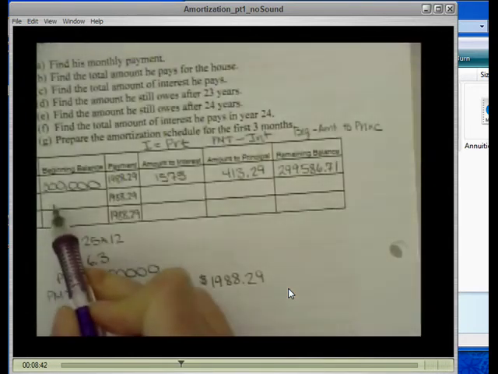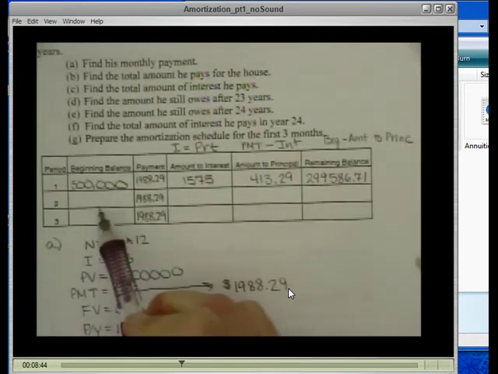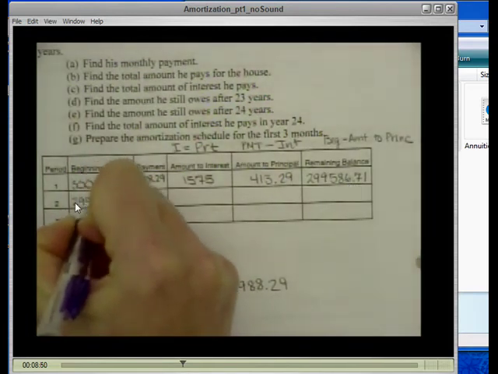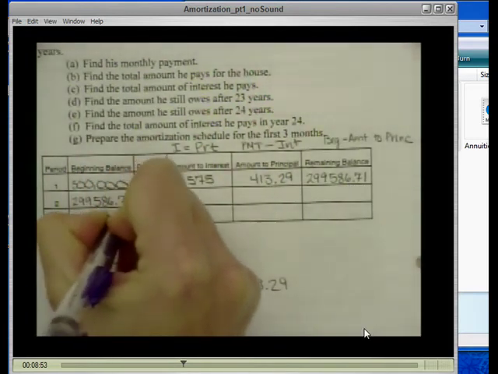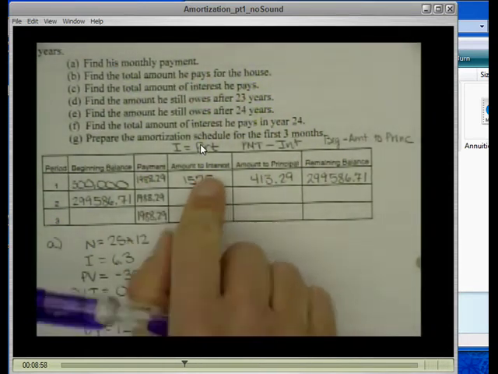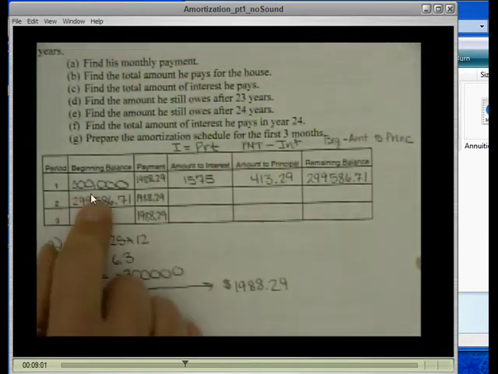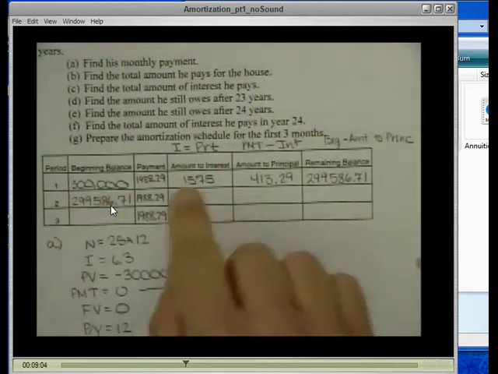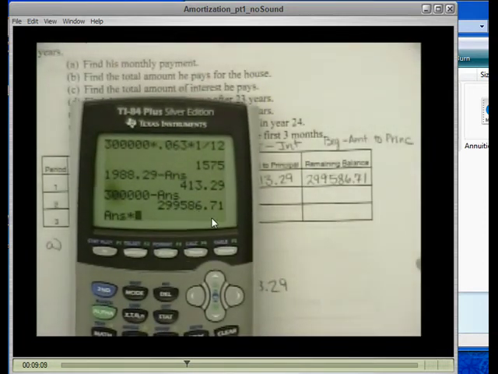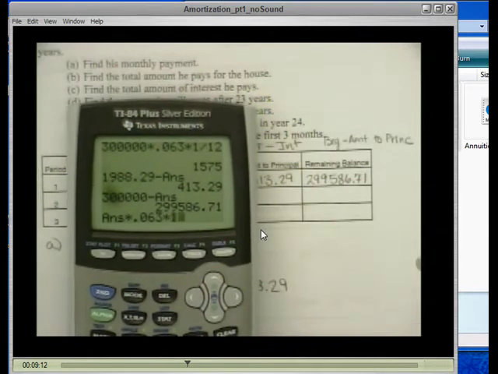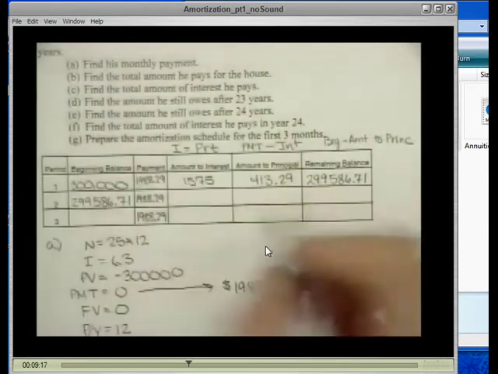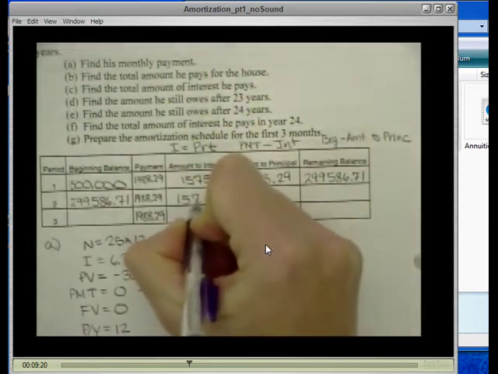Okay, so now for the second period, what would our beginning balance be for the second period? Yeah, it's what we ended the first period with, so that number just goes right here. And then we basically follow the same steps. The amount to interest, we just use this simple interest formula again. It's just that this now becomes our principal. And I can just hit times and it uses my last answer. The rate is still 0.063, and it's just 1 month, so still 1/12 of a year. And I'm going to round to the nearest cent. So 1572.83.